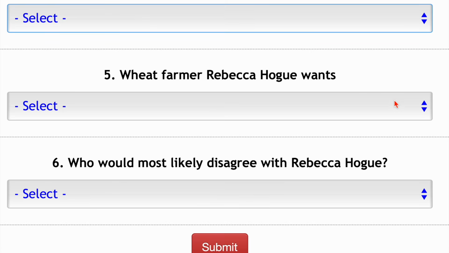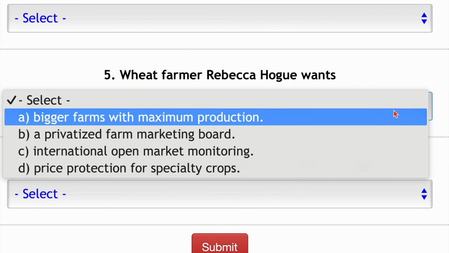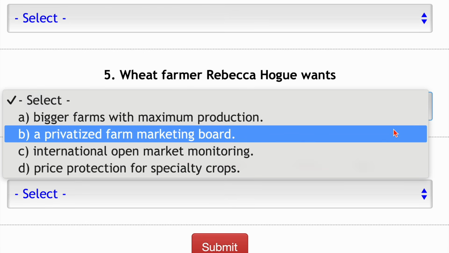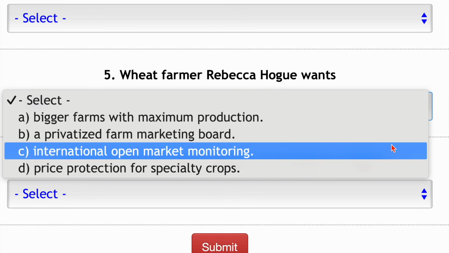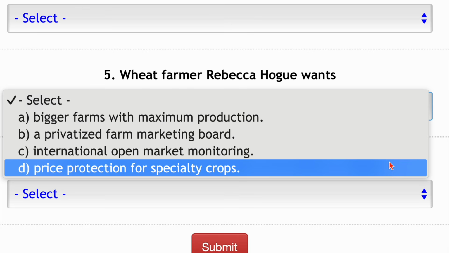Okay, question 5. Wheat farmer Rebecca Hogue wants bigger farms with maximum production, a privatized farm marketing board, international open market monitoring, price protection for specialty crops.